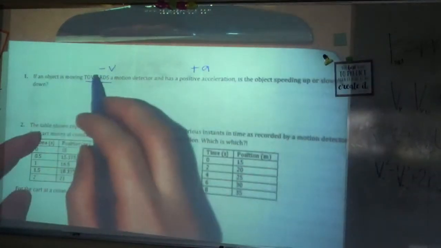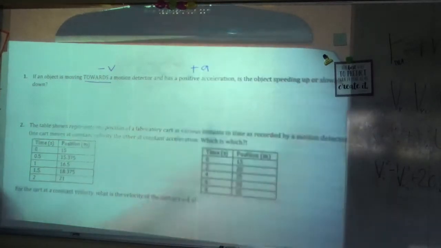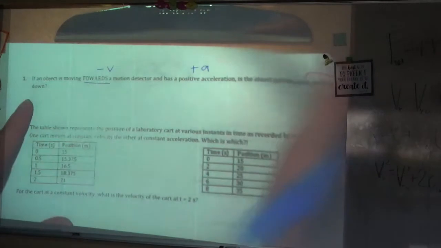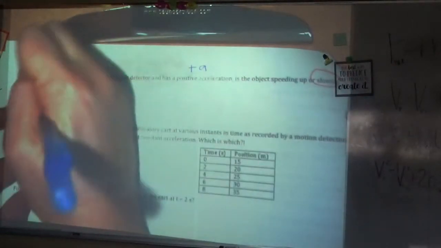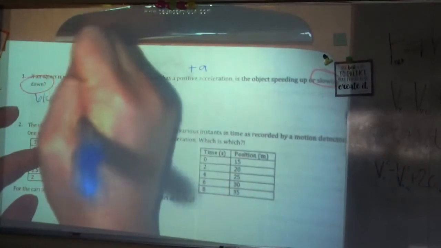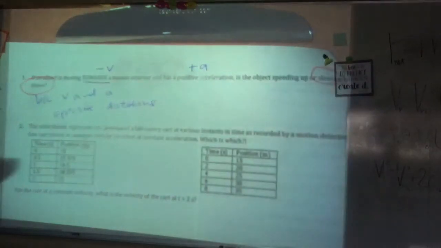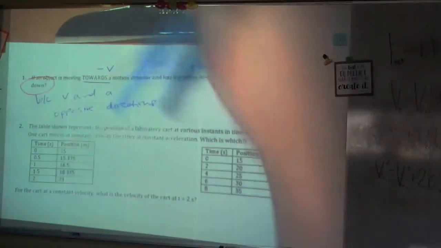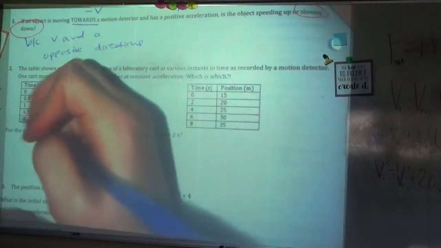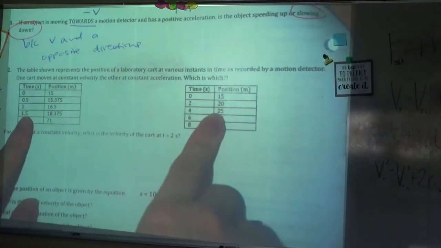So if your velocity and your acceleration are in opposite directions, that means they're working against each other. So it would be slowing down, because the velocity and acceleration are in opposite directions, opposite signs. If this had been towards with a negative acceleration, then it would have been speeding up, but it was opposite, so slowing down.